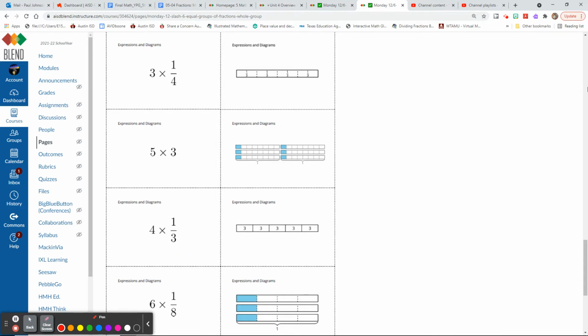So all you have to do is with your group, look at the pictures, read the labels, and see if you can decide which one of these pictures matches which one of these expressions. And then if you really, really want to, you can try to solve for the answer. Remember, all you got to do is turn the whole number into a fraction. We do that with the 1 as a denominator.